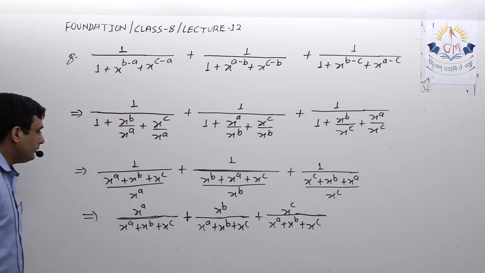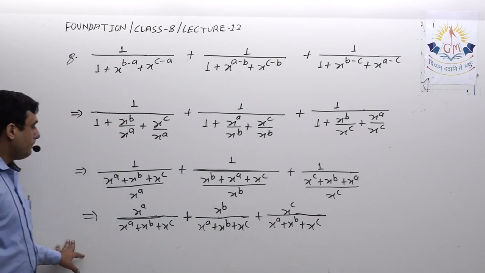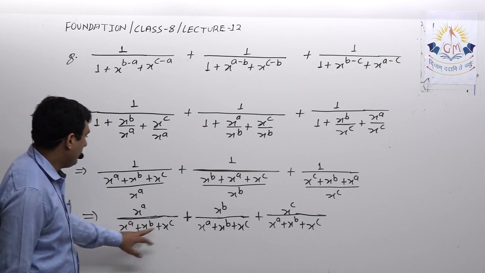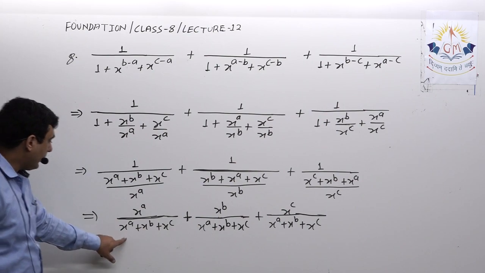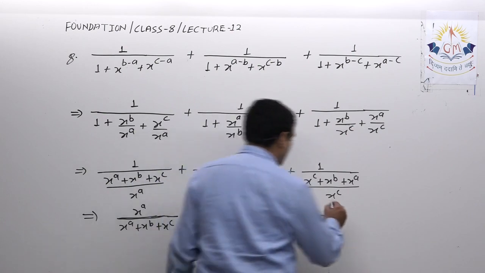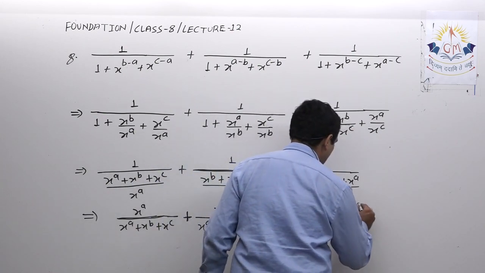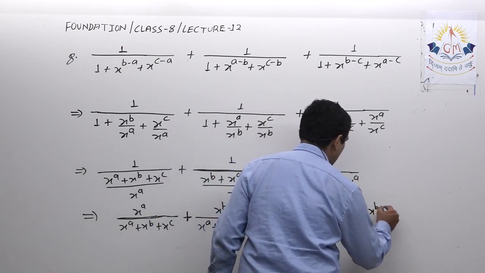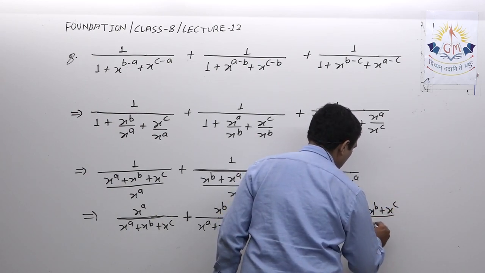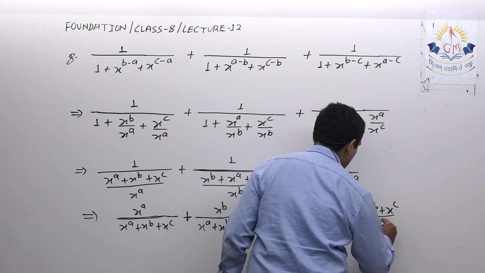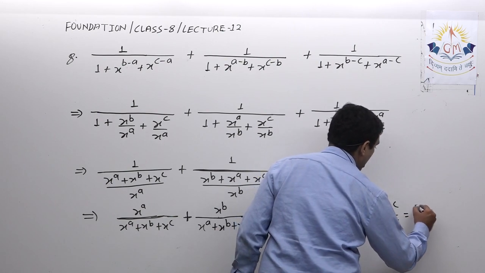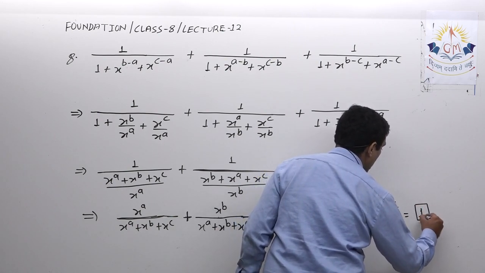Okay, so x raised to a upon this. Now if you observe again over here the denominators are already same. So this can be actually written as x raised to a plus x raised to b plus x raised to c divided by x raised to a plus x raised to b plus x raised to c, which is ultimately equal to 1. So my answer is 1.